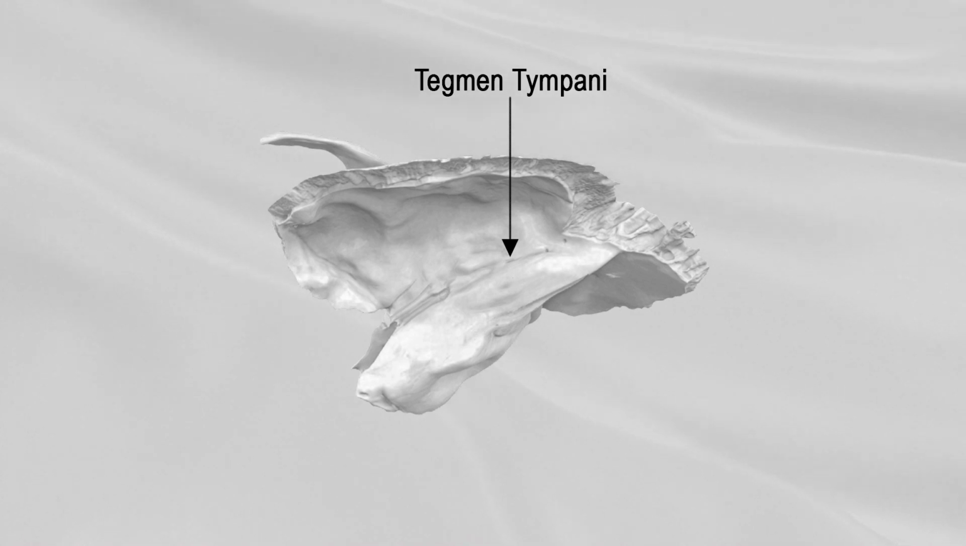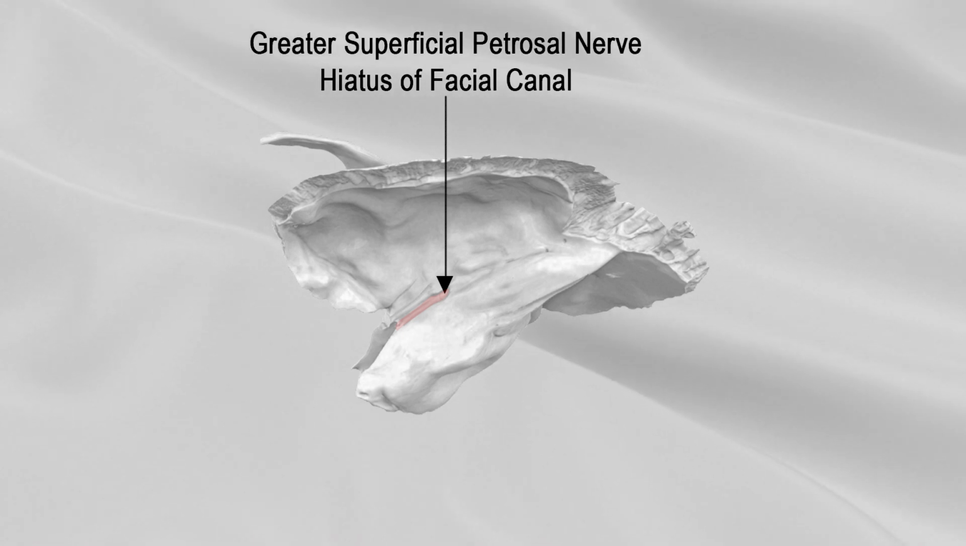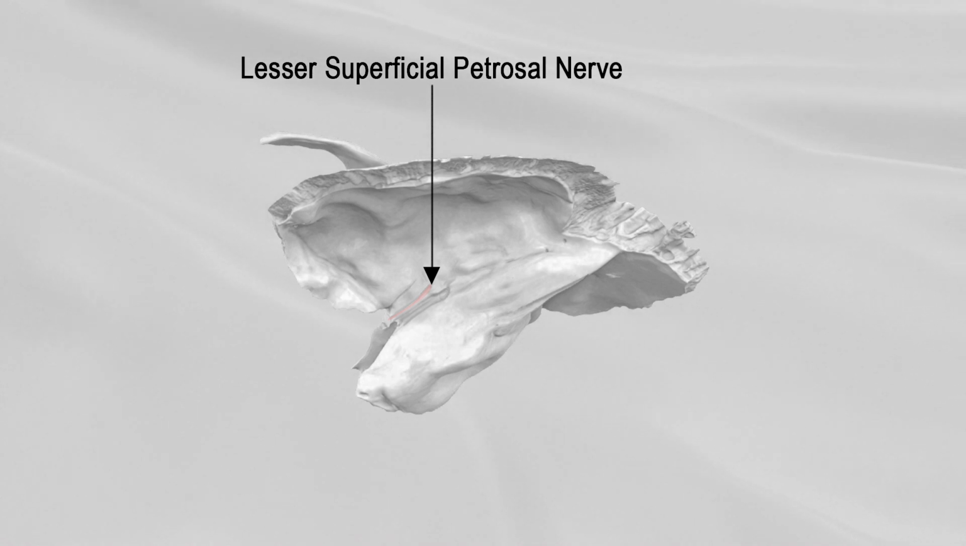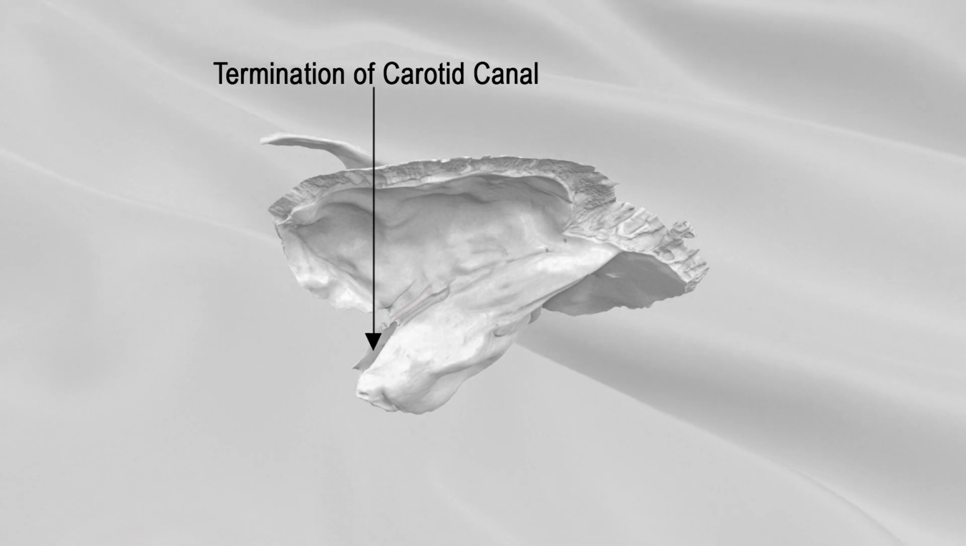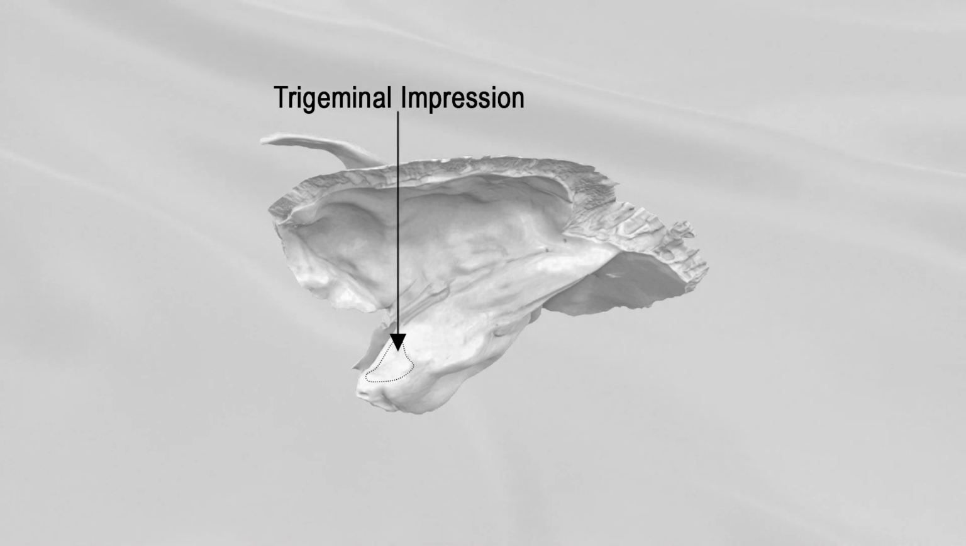cranial cavity. The hiatus of the facial canal is an oblique opening for the passage of the greater superficial petrosal nerve. A smaller opening is occasionally seen, lateral to the hiatus, for the passage of the lesser superficial petrosal nerve. The termination of the carotid canal is present near the apex of the bone. Above this canal lies a shallow trigeminal impression for the semilunar ganglion.